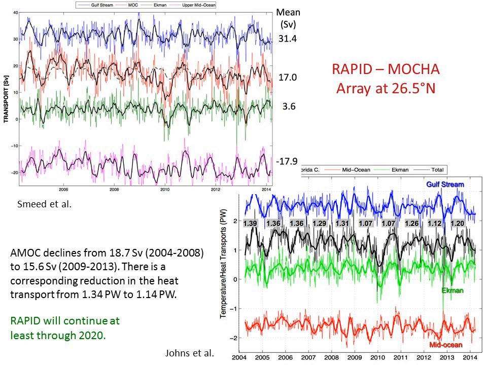And if you look at the heat transport, there's a corresponding decrease in the heat transport between the first 5 and the last 5 years. Those numbers above the black line show the annual mean heat transport. You can see that the heat transport declined by about 0.2 petawatts during the last 5 years. And RAPID will continue at least through 2020.